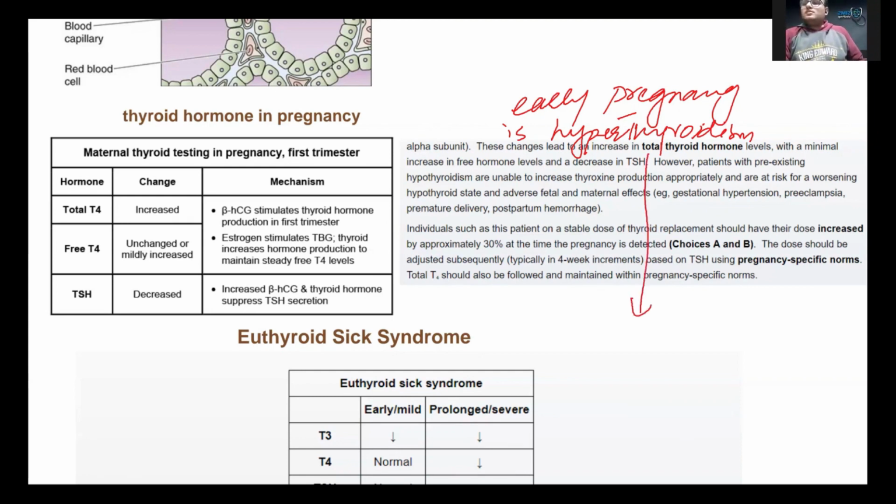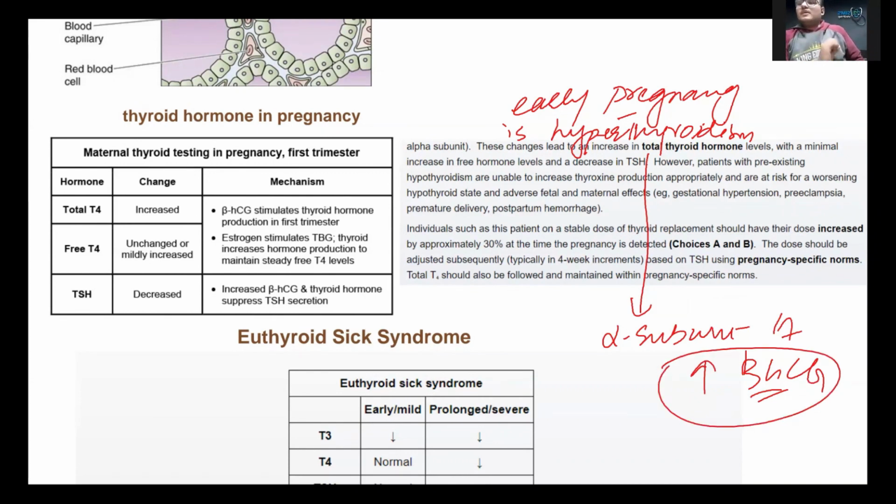So you will say this is due to the alpha subunit of beta HCG hormone. Increased beta HCG in early pregnancy, because of the similarity of this alpha subunit, causes hyperthyroidism. So what will be happening? What will the lab values be?